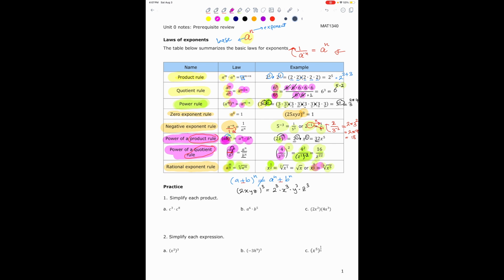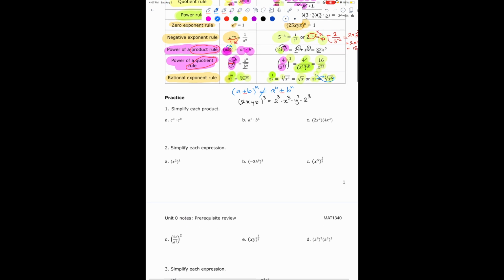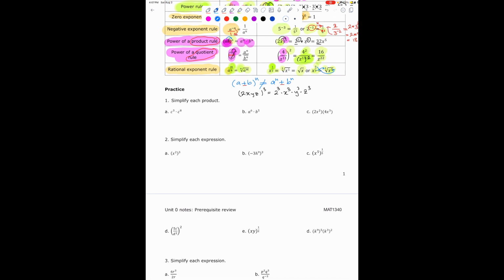So here, I didn't mean to do that. Here's the 3 goes into the index and the 5 goes into the power of the radicand. Here are some practice problems that we can do. Simplify each product. So we have a product here and we want to simplify the product.